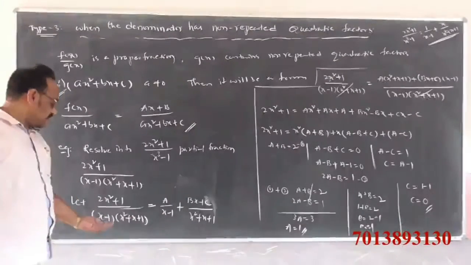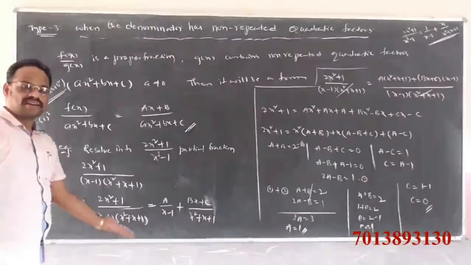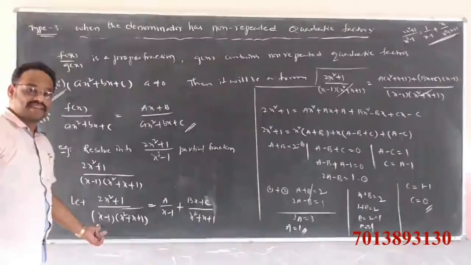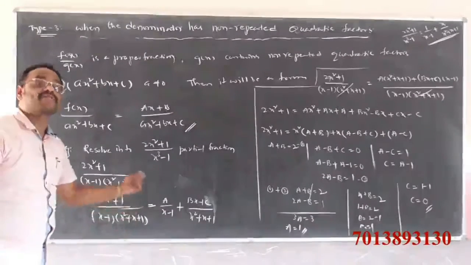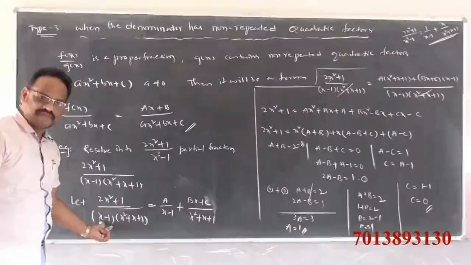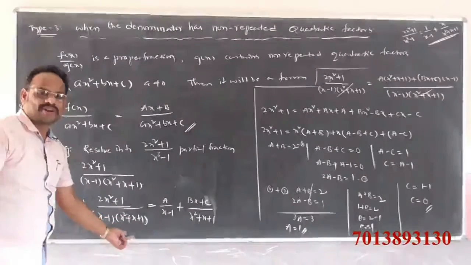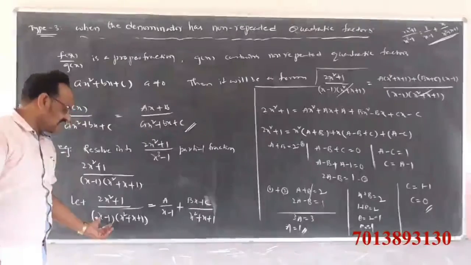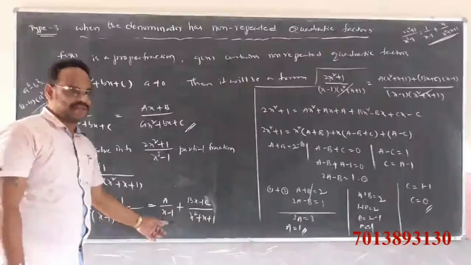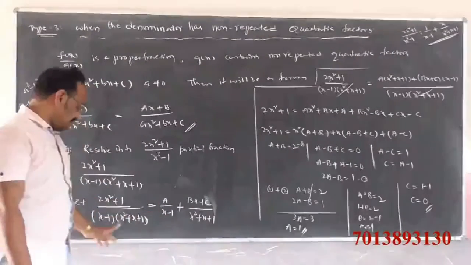So clearly it has one non-repeated linear factor and one non-repeated quadratic factor. So it has one linear factor and it has non-repeated quadratic factors. So the linear factor can be written as a by x minus 1, non-repeated linear factor.